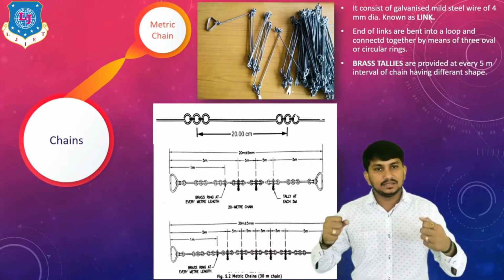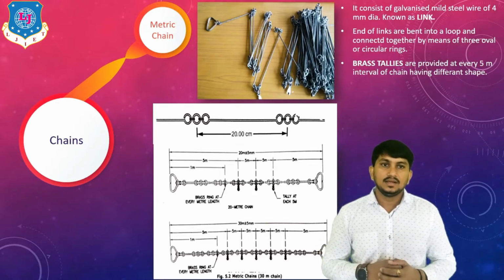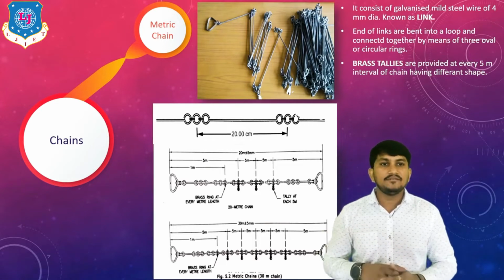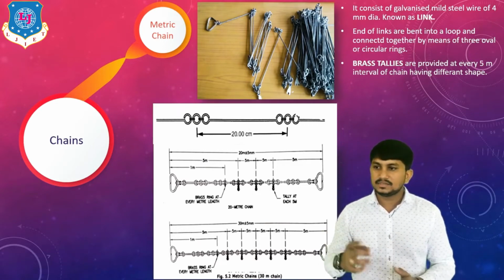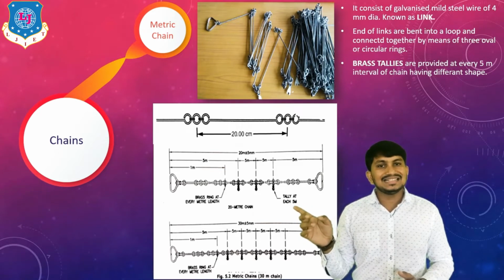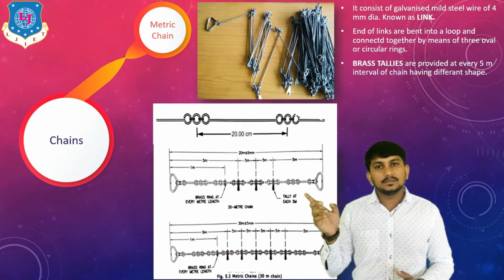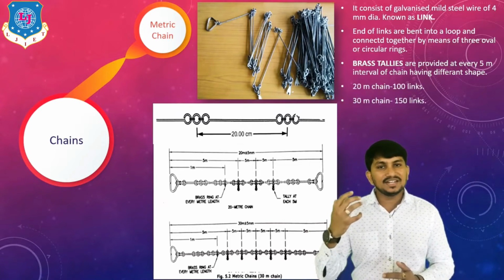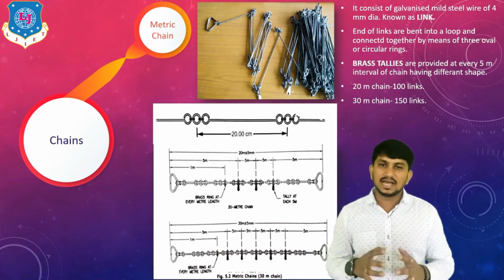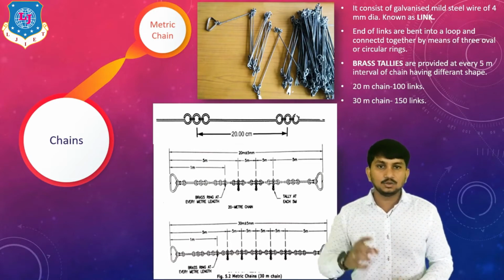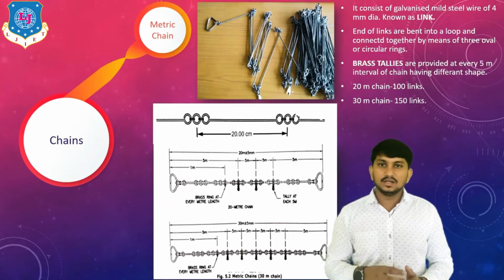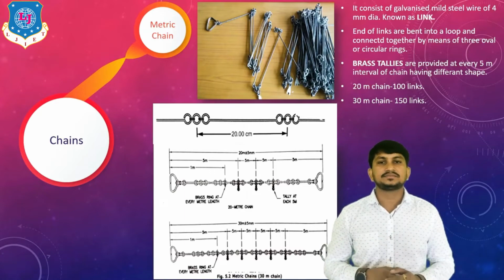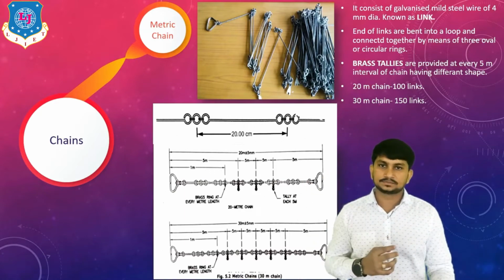This is called as handle or brass handles. Brass tallies are provided at every 5-meter interval of chain having different shapes. This is called as tallies, you can see. Tallies are used for counting the number of distances by chains. In 20-meter chain, there are 100 links available because one link size is about 20 centimeter. So in 20-meter chain, 100 links are there. While in 30-meter chain, there are 150 links. This is all about metric chain.